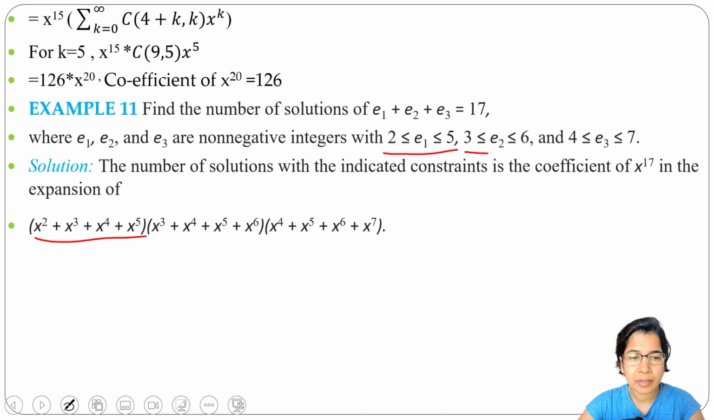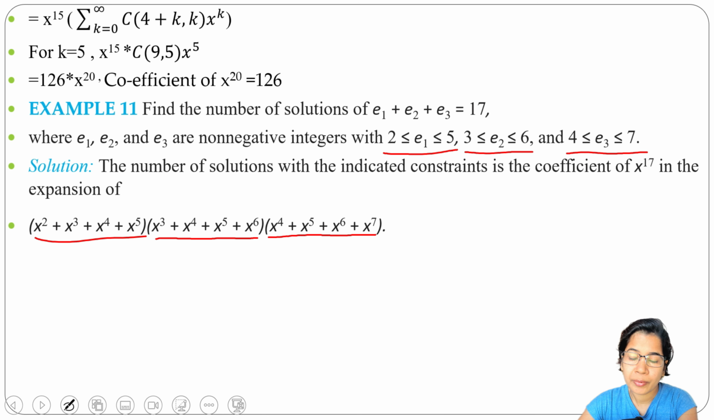Then E2 ranges from 3 to 6, so x^3 + x^4 + x^5 + x^6. Then E3 ranges from 4 to 7, so it starts from x^4 and ends at x^7: x^4 + x^5 + x^6 + x^7. To find solutions of E1 + E2 + E3 = 17, we need to check in how many ways we can get x^17.